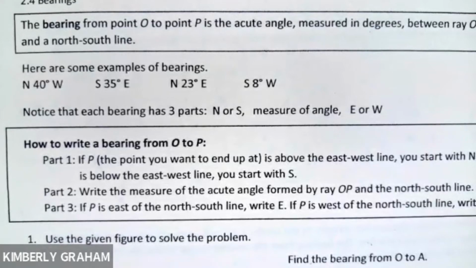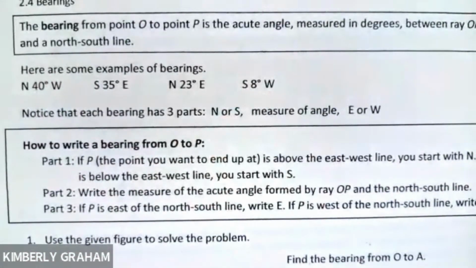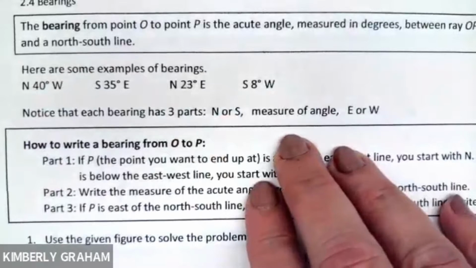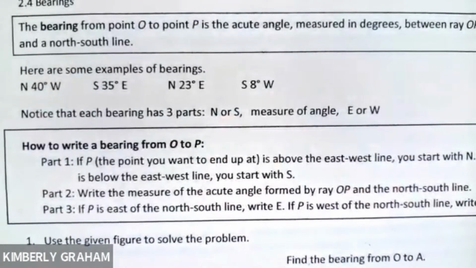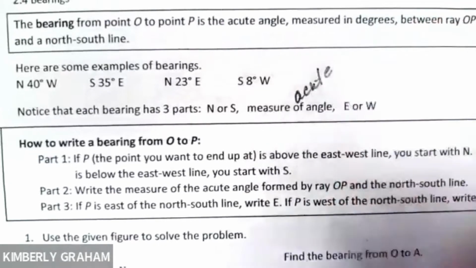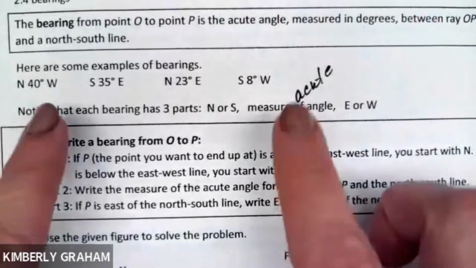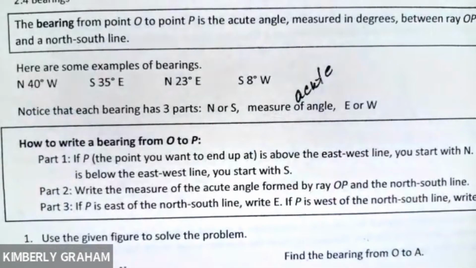So there are three parts to naming bearings. The first part is going to be N or S for north or south, and there's going to be some angle measure given to you, and that angle measure is always going to be acute, and it is always going to be in degrees for what we're doing. And then the third part of your bearing is going to be either E or W for east or west.